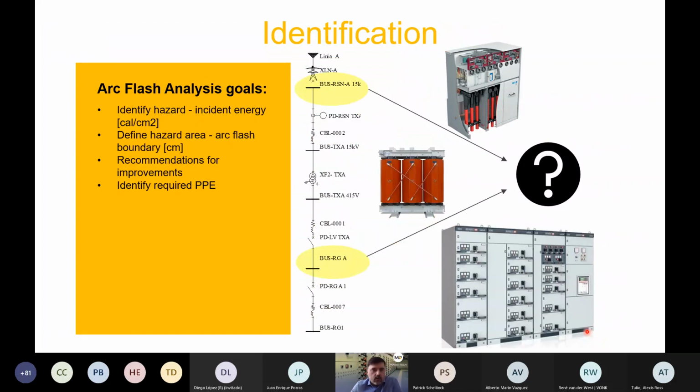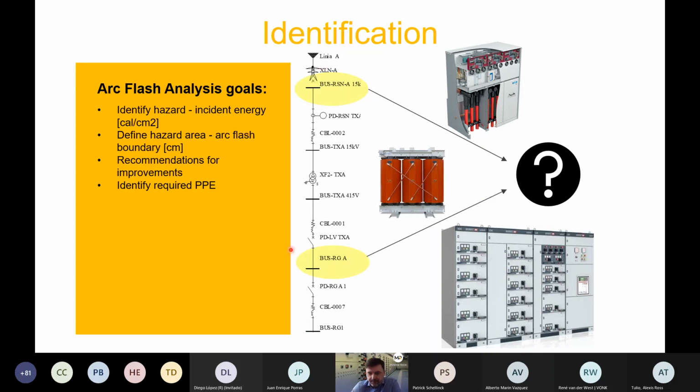So when I talk about identification, I mean that the main goal of ACFAS analysis is to identify the hazard, so incident energy in this case, in calories per square centimeter or joules per square centimeter, depending on what we are following. Define the hazard area, so ACFAS boundary. If you refer to the previous webinar, you have more information about it. And recommendations, of course, for improvements, and identify required PPE. This is kind of a minimum of steps, let's say.